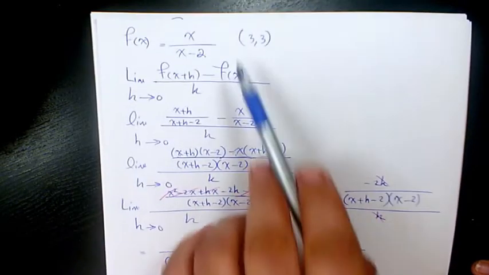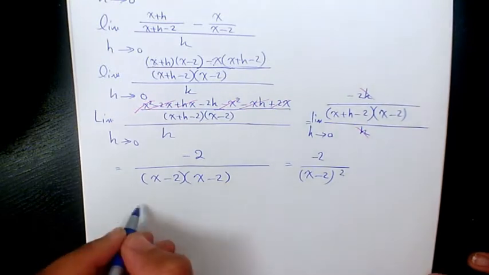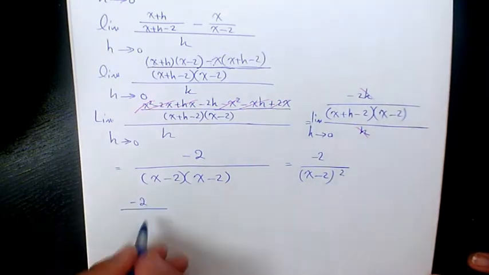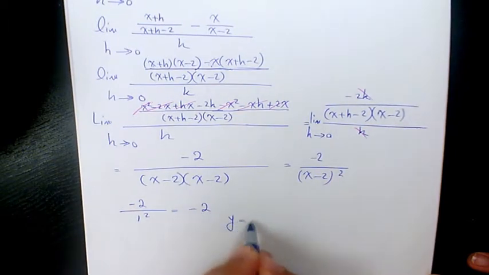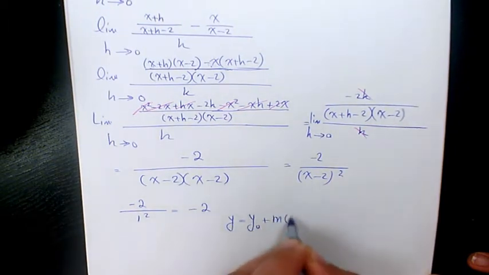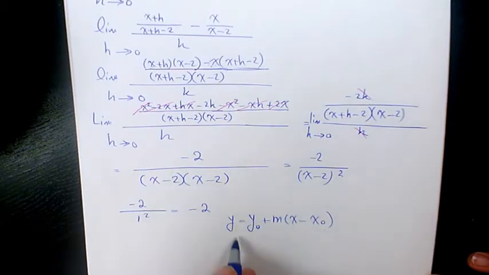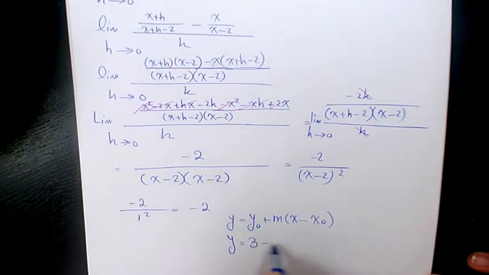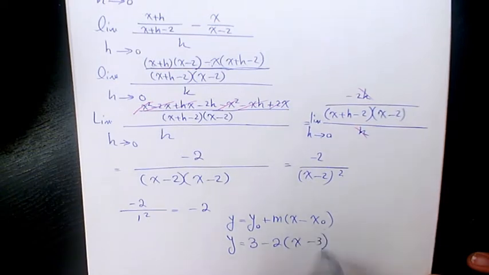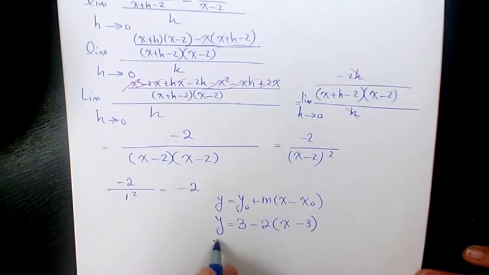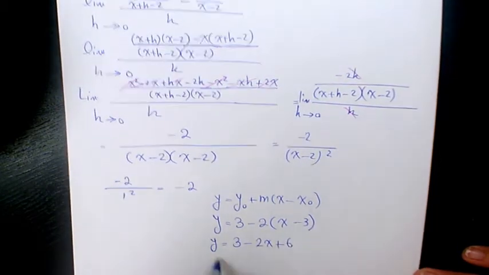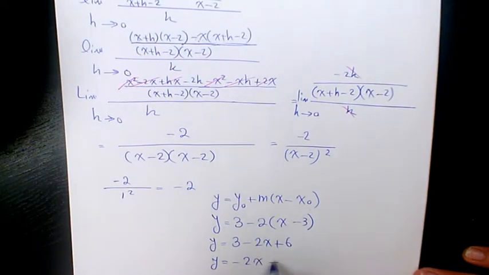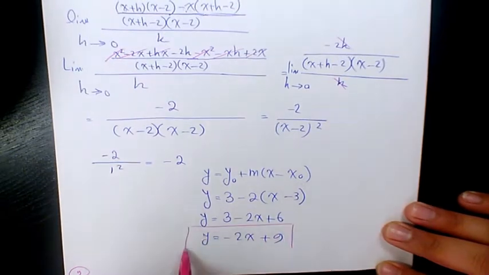If we sub 3 in here, it's going to be negative 2 over 3 minus 2, which is 1. 1 squared is 1, so it's going to be negative 2. So we have y equals y naught plus m times x minus x naught. So it's going to be y equals 3 minus 2 times x minus 3, which is y equals 3 minus 2x plus 6, y equals negative 2x plus 9. So that's going to be the equation of the tangent to the curve.